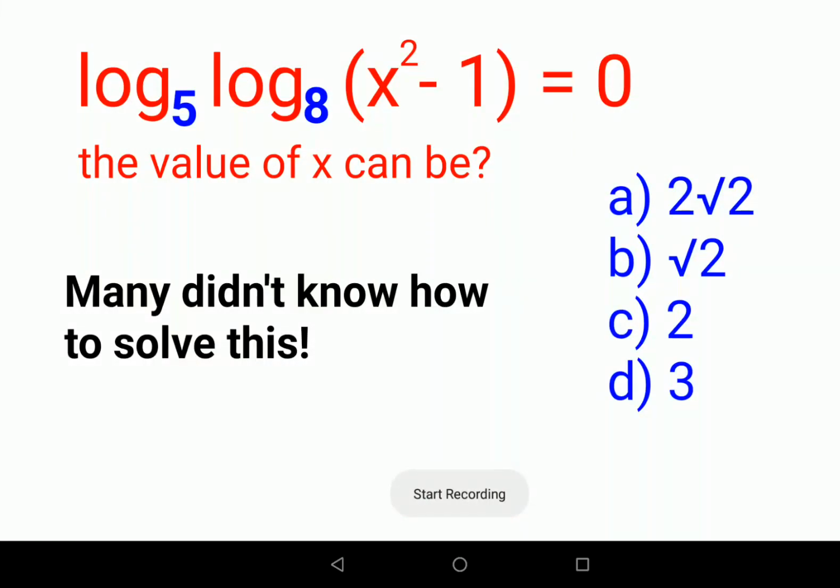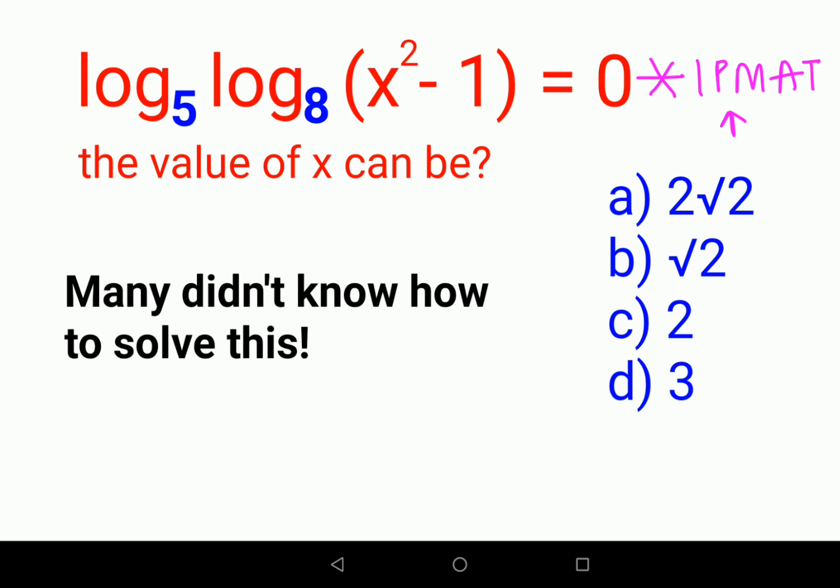Welcome everyone. So today we are going to solve a very interesting question which was asked in the exam called IPM MAT. This is an entrance exam given by the IIMs if you want to do your graduation as well as post graduation from them.